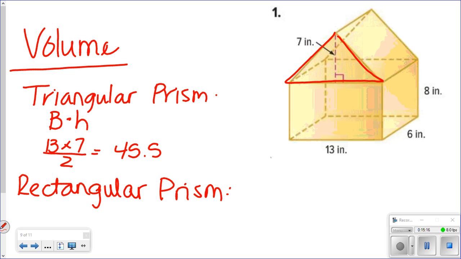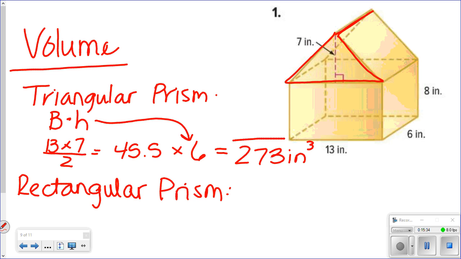Times. Now I got to find the height of the whole prism. So if I lay this guy on its side, how tall is it? 6. You're correct. Do you see the 6? Okay? Times 6. 273.